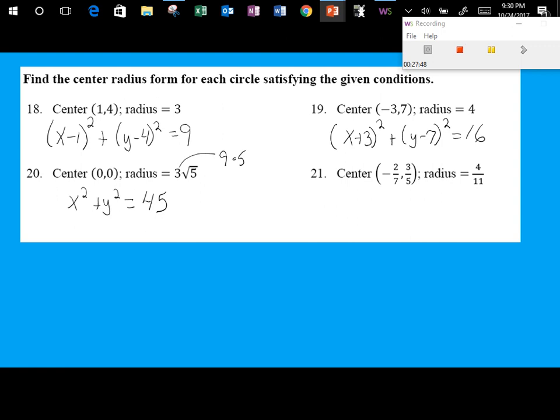And on my 21, fractions, no big deal, guys. This becomes x plus 2/7 squared plus y minus 3/5 quantity squared equals 16 over 121. So there's where we are so far.